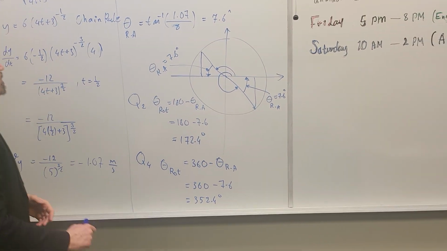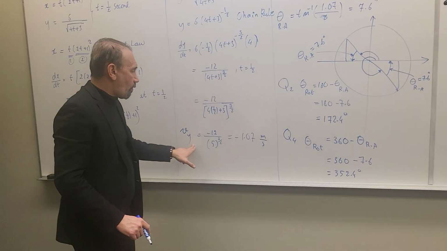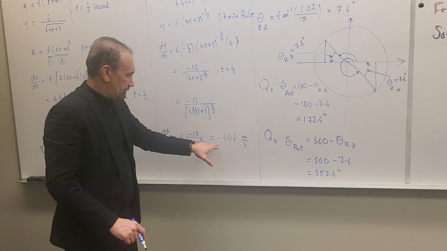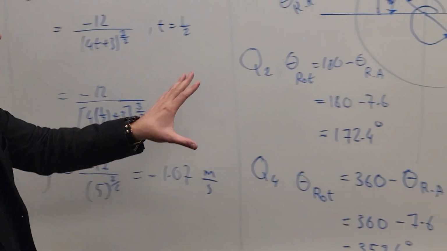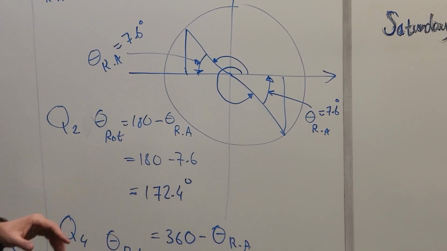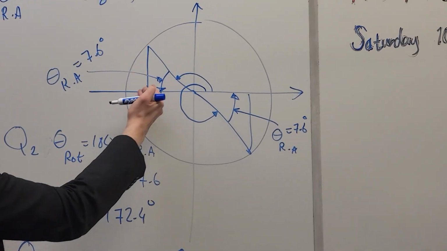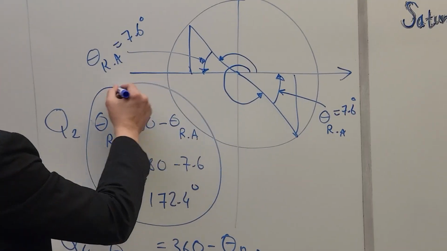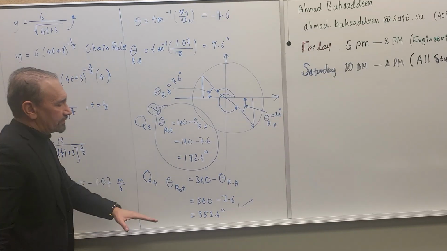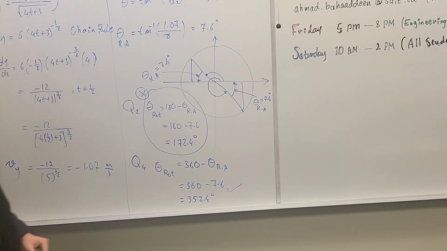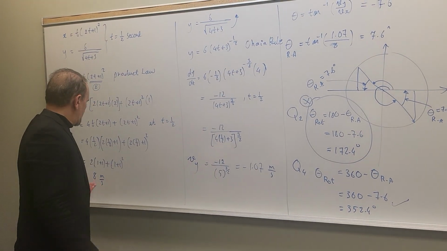Since the velocity of y is negative and the velocity of x is positive, we cannot take quadrant number 2, because in quadrant number 2 Vy is positive, so this answer can be cancelled. Just take this answer, and that's the direction of the velocity.